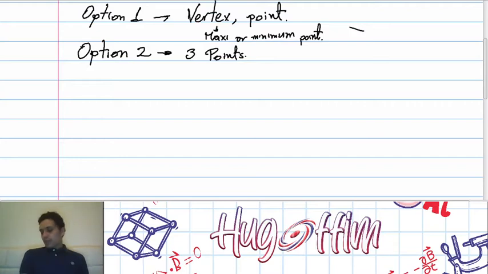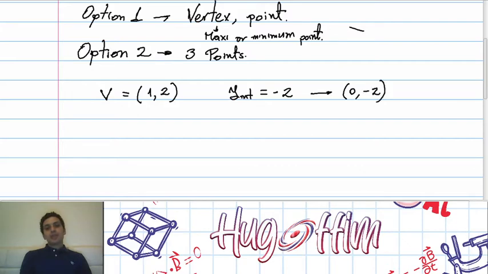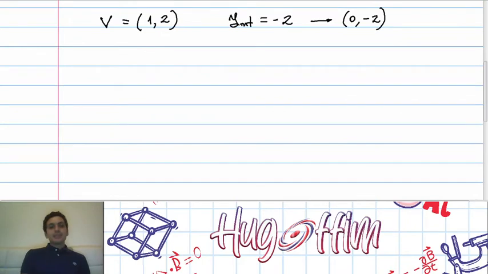So let's use an example where we know that the vertex is at (1, 2), and we know that the y-intercept is equal to -2. I mean, you can set this point as (0, -2), right? So now we're going to use some way to get our quadratic function. In this case, we're going to use the form of the quadratic function that uses the vertex in the equation. I'm going to use this form. (h, k) will be the vertex position.